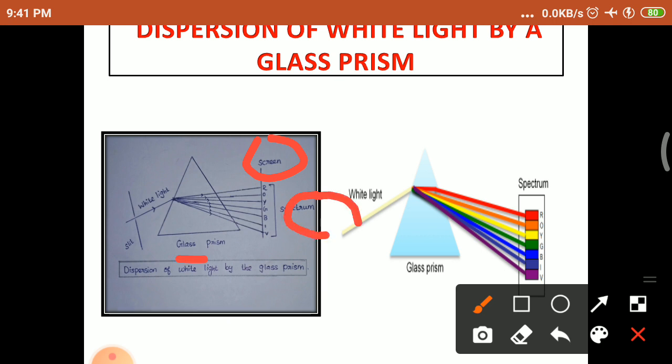You must write glass prism here and white light here, and here also you have to put an arrow mark, on each line. Without arrow marks, the diagram is wrong, because without an arrow mark this is called a line. When you put an arrow mark, this is called a light ray.